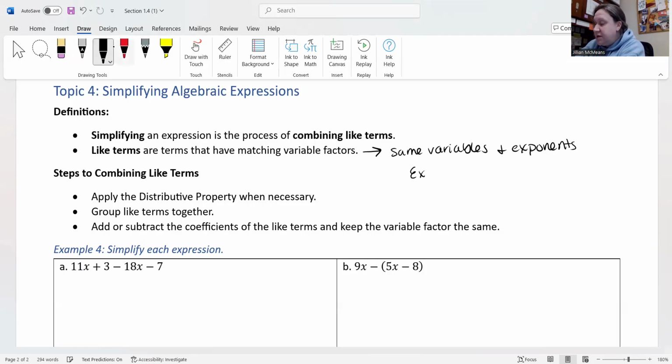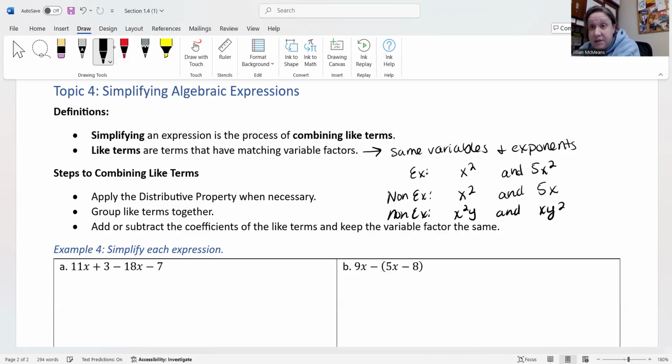So for example, x squared and 5x squared, those would be considered like terms. They have matching variable parts. A non-example, so an example that is not like terms, would be x squared and 5x. We have the same variable, but the variables are not raised to the same power. So unfortunately, these are not like terms. They can't be combined.